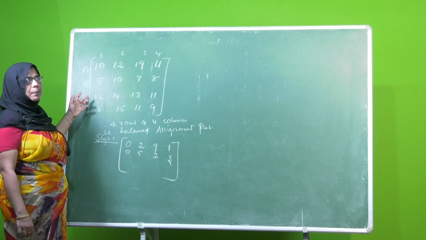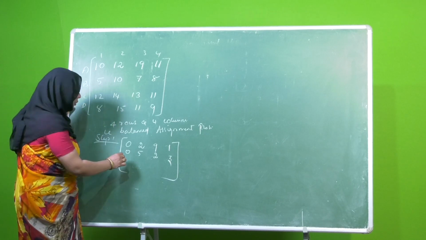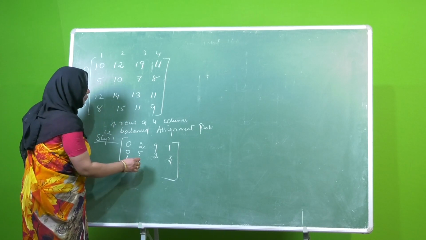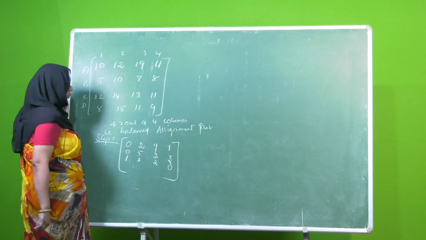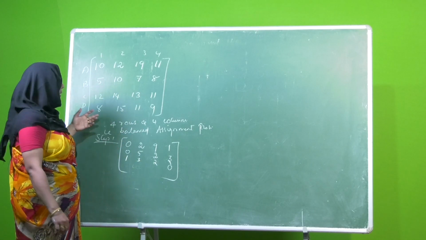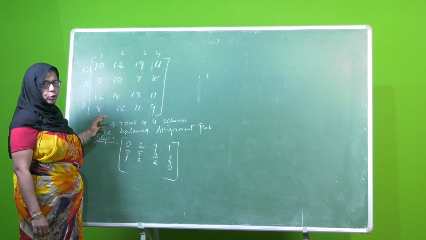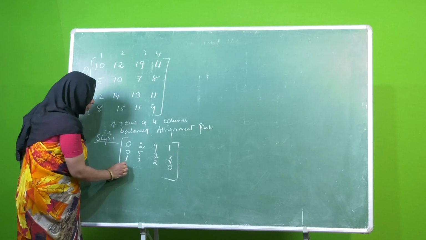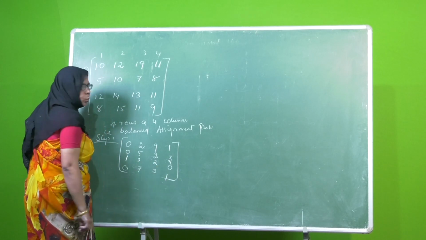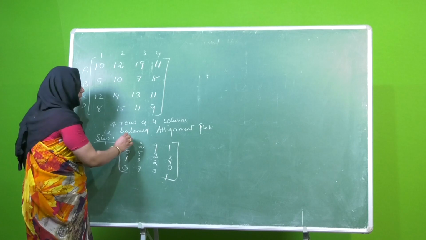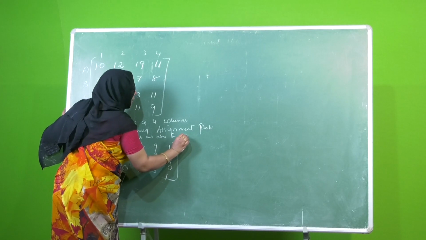Okay. What is the minimum element in the third row? 11 is the minimum element in the third row. What is the answer? 1, 3, 2 and 0. What is the minimum element in the fourth row? 8 is the minimum element in the fourth row. So we have to subtract, giving 0, 7, 3 and 1. So in step 1, subtract the minimum element in each row.